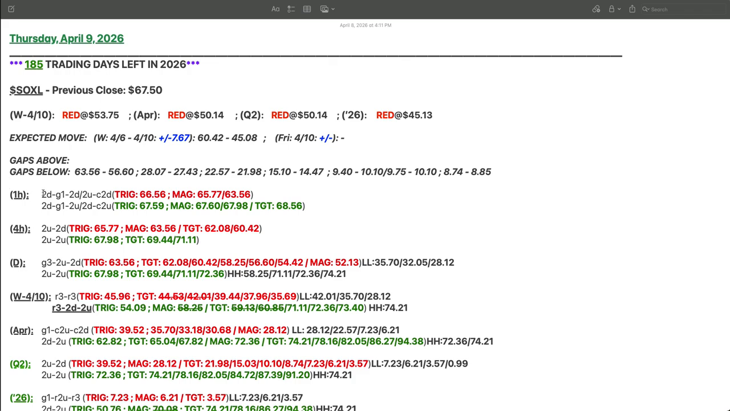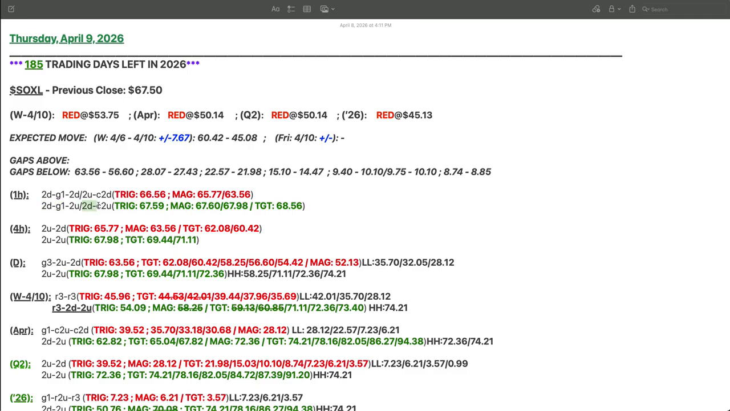Talked about on the 1 hour, we've got a possibility of the 2-1-2 down. 66.56 is the trigger. 65.77 is the magnitude for that move. If we get to that 65.77, that kicks off the 2 up combo 2 down, which should take you back down to 63.56. If we go to the upside, we got that 2-1-2 up that triggers at 67.59, but only 1 cent of magnitude on that move.